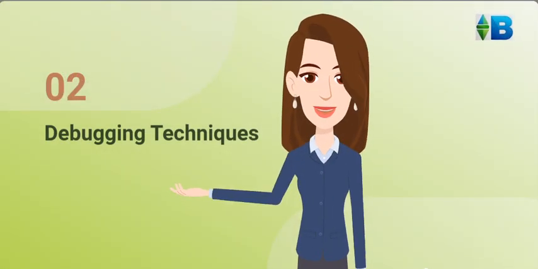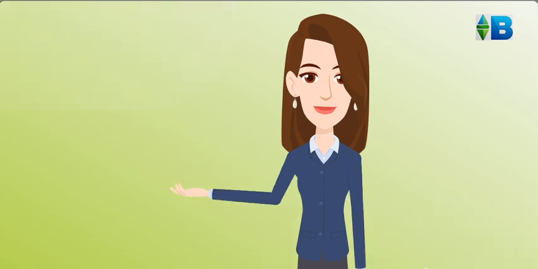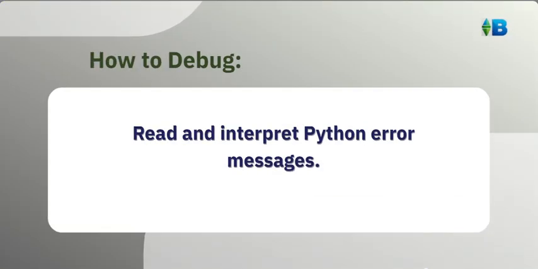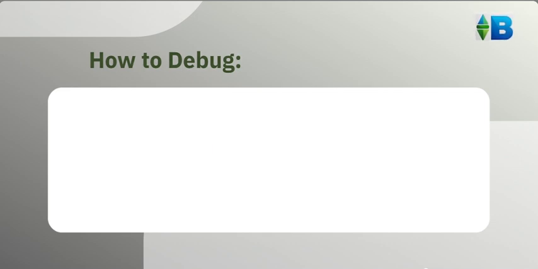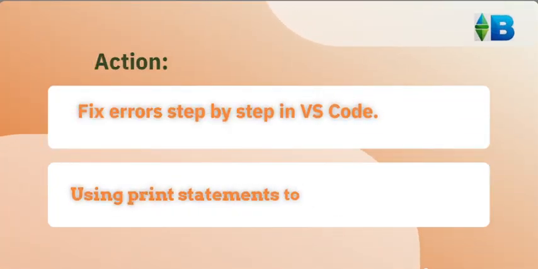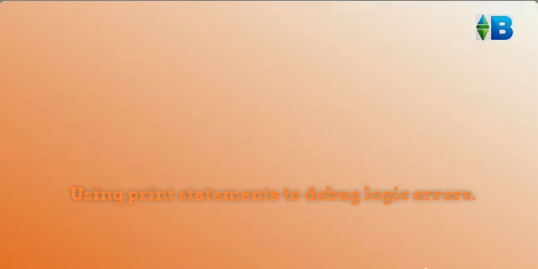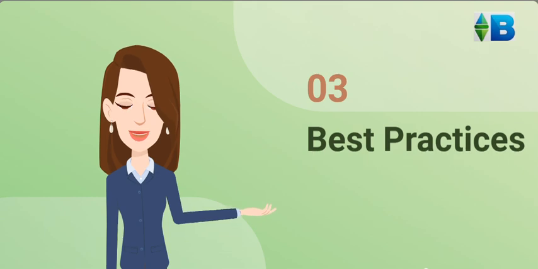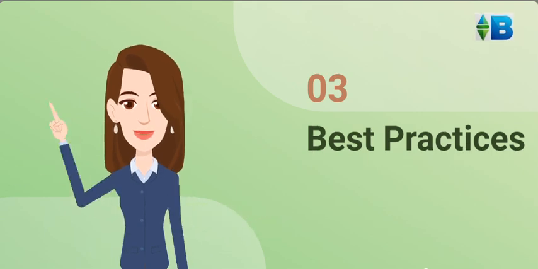Debugging techniques are essential for every programmer. Now, how to debug? Read and interpret Python error messages. Action required. Fix errors step by step in VS Code, using print statements to debug logic errors. By following best practices for writing error-free code, save time.